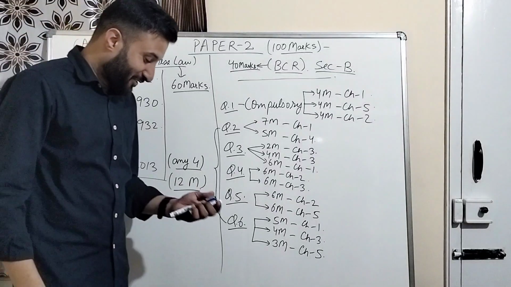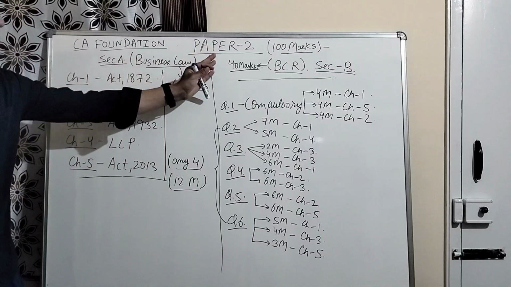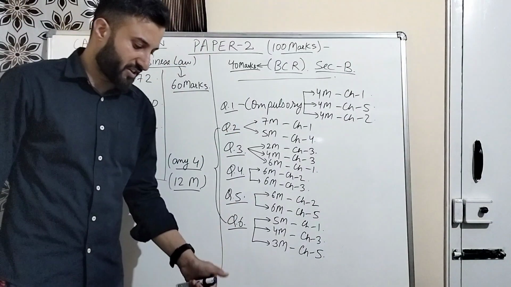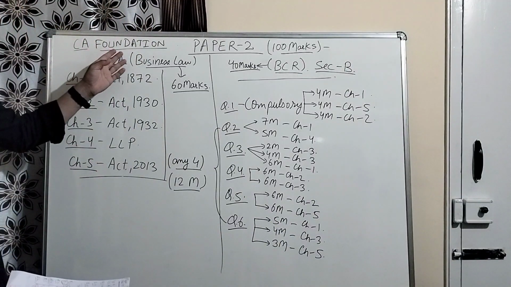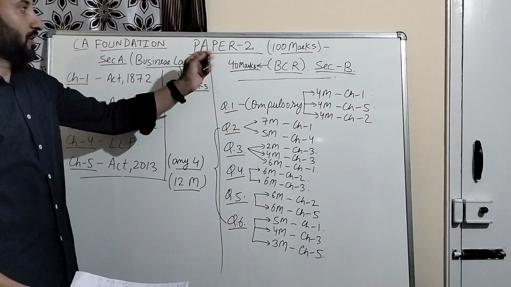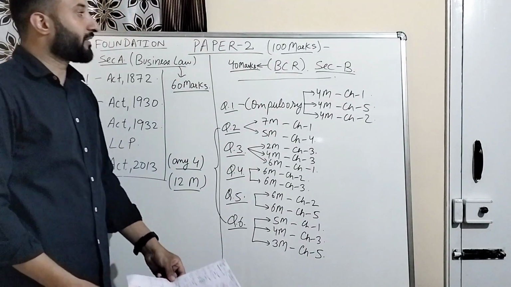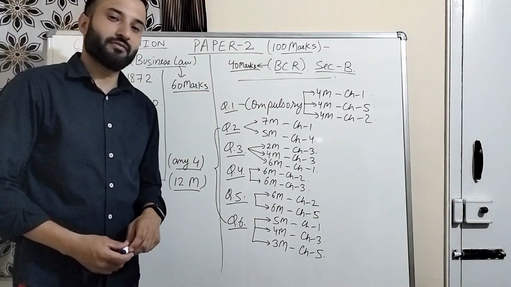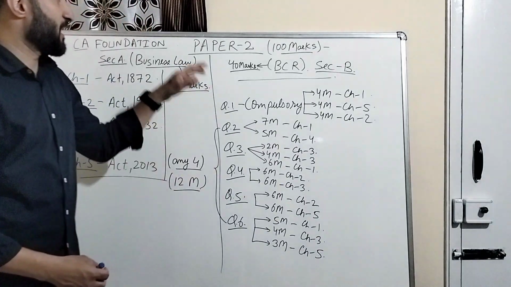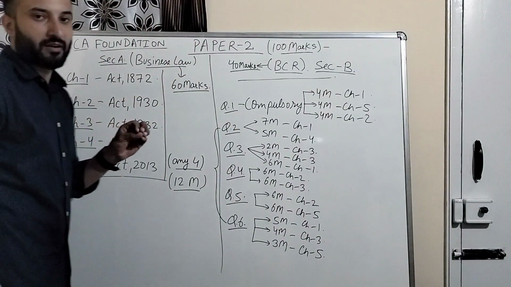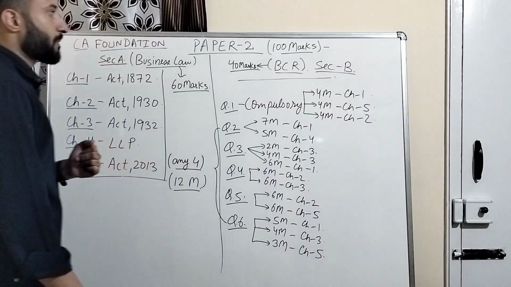Hello everyone. So today we will be going to see the CA Foundation Paper 2 Weightage and the important chapters. So we can see here this is the CA Foundation Paper 2. This paper 2 is of 100 marks, and it is totally subjective, and it is for 3 hours.